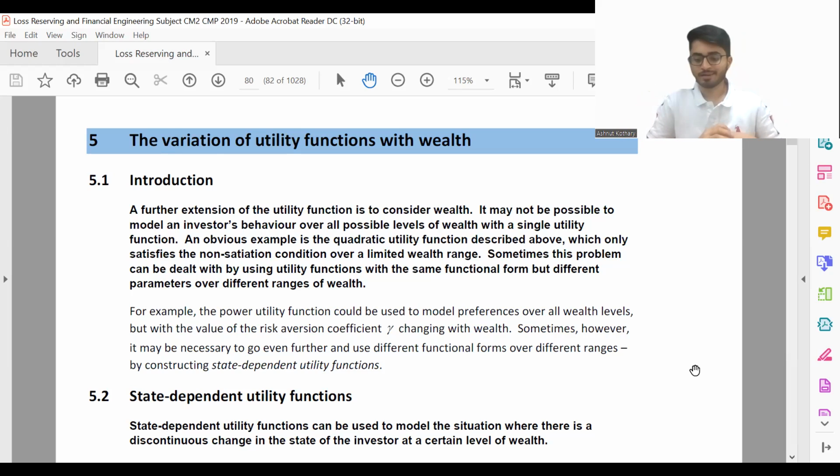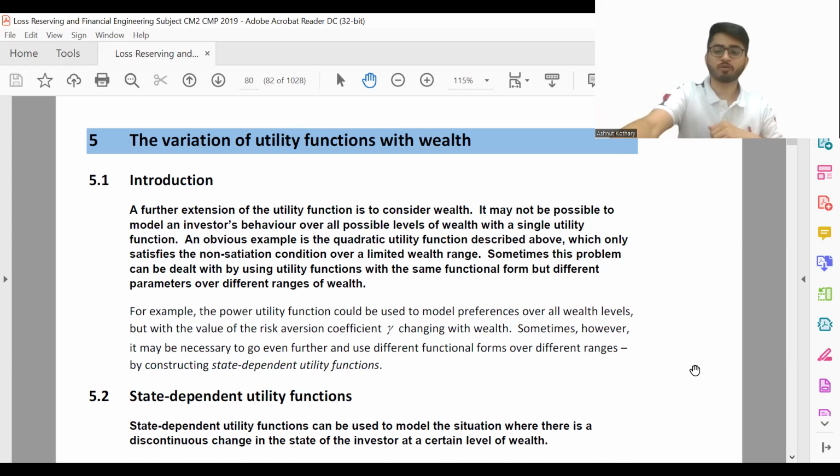So here, a further extension of the utility function is to consider wealth. It may not be possible to model an investor's behavior over all possible levels of wealth with a single utility function. An obvious example is the quadratic utility function described above, which is valid only for a range of 0 to minus 1 by 2d. Sometimes this problem can be dealt with using utility functions with the same functional form but different parameters over different ranges of wealth. That is, if I'm using quadratic, the quadratic remains the same, just that the d part might keep on changing. If you are using a power function, it could be that the gamma part is changing according to the ranges of wealth.